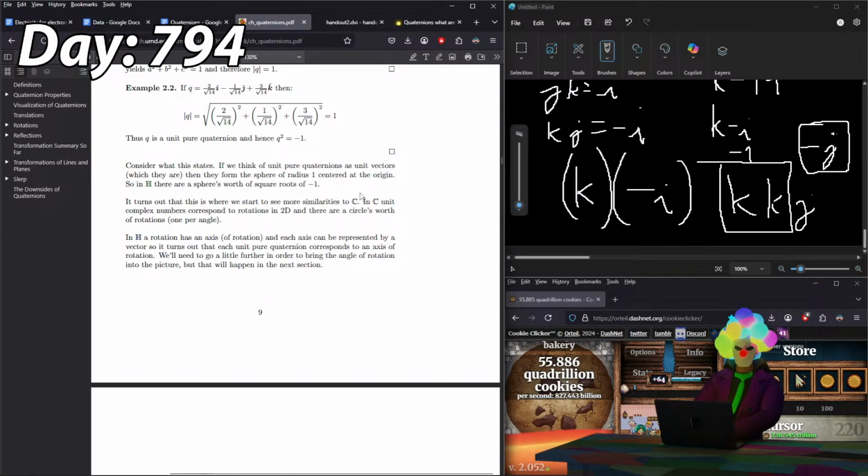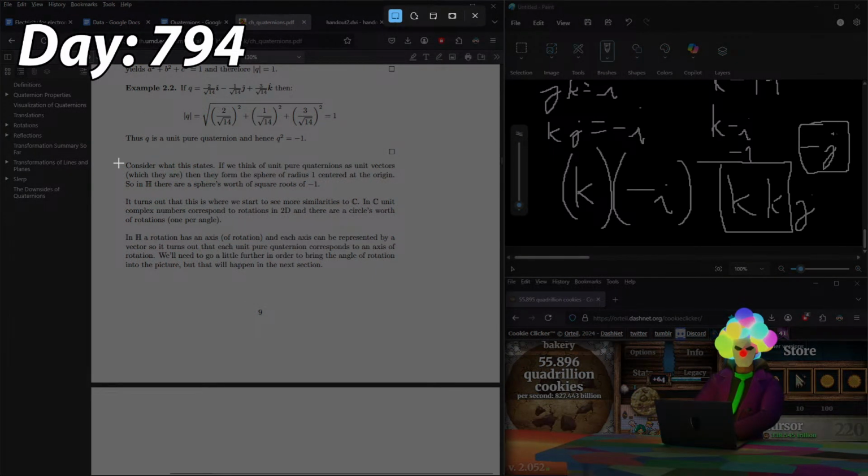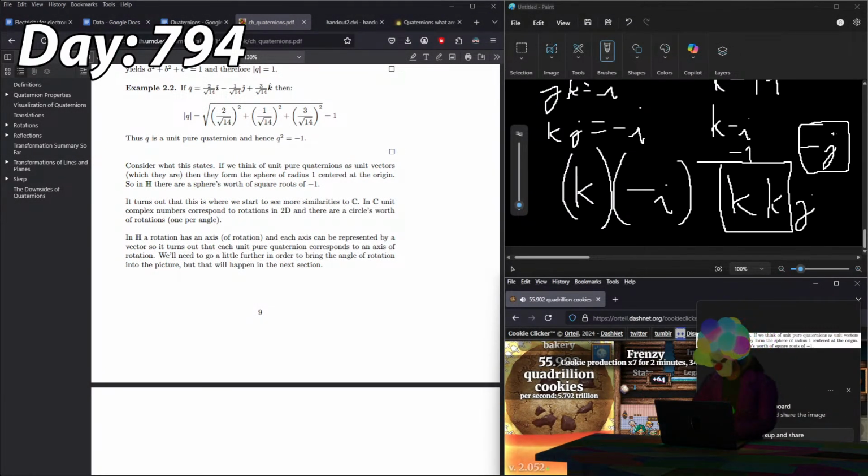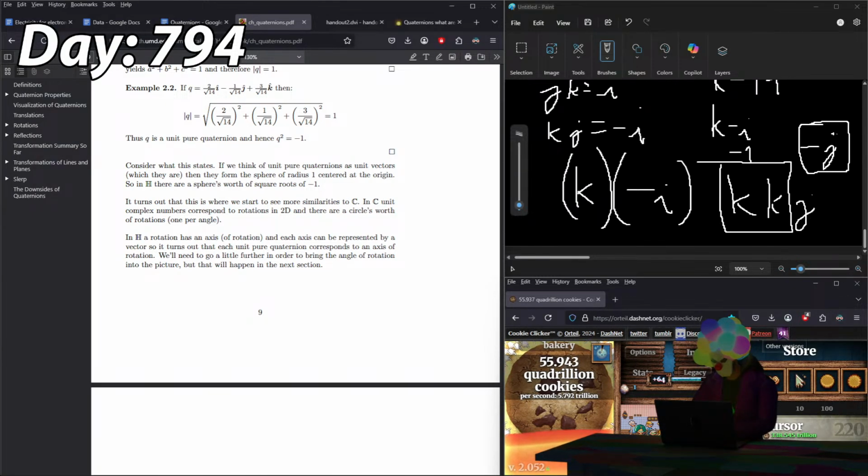This paper has banger quotes. I absolutely love these. A sphere's worth of square roots of -1. Actually, hold on. I need to screenshot this. This is funny.